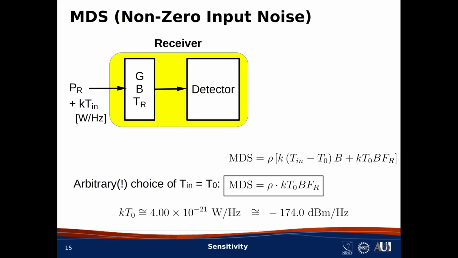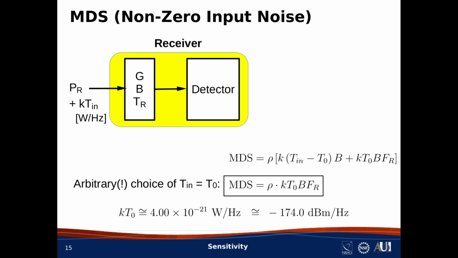Now, this turns out to be useful for simplifying calculations. We get a simpler expression. But this little quirk also creates a lot of confusion. So let me be clear. If the input noise temperature is not equal to 290K, then the minimum possible value of the non-zero input noise MDS is different, because kT naught will be different.